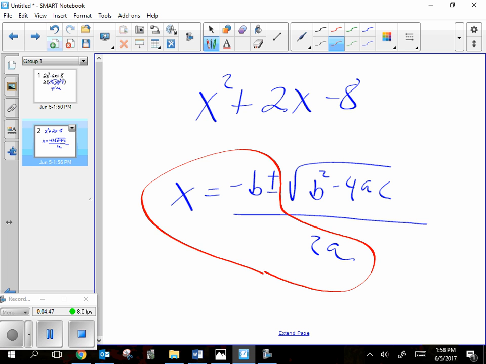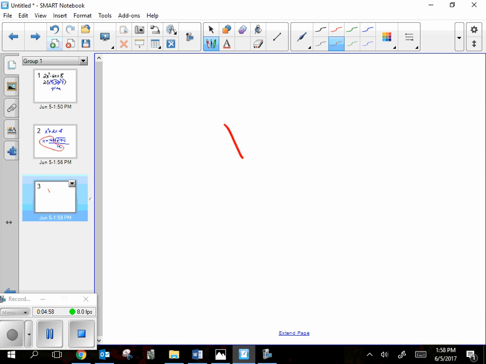This part tells you the something. Do you remember what? That's the vertex. Negative b over 2a. Just that part. X equals negative b over 2a. Just that part tells you the vertex. I'd like you to see if you can do that.